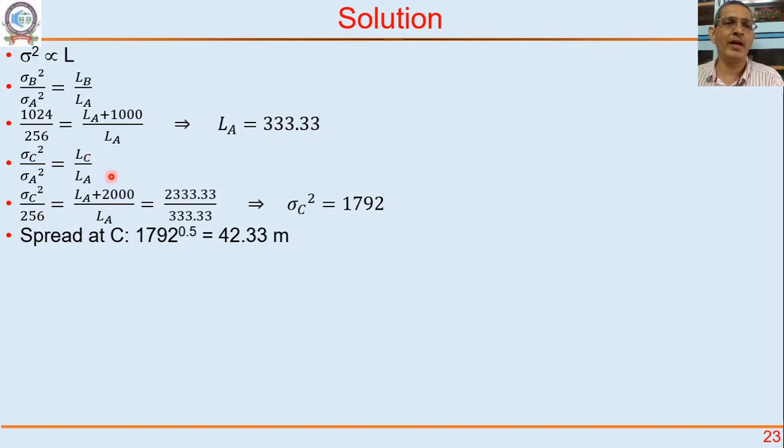Now sigma square C divided by sigma square A would be LC by LA. LC is LA plus 2 kilometers, 2000 meters, divided by LA. So this is 2333 divided by 333.33. Sigma square C would be 1792. So the spread at C would be the square root of 1792, which is 42.33 meters.